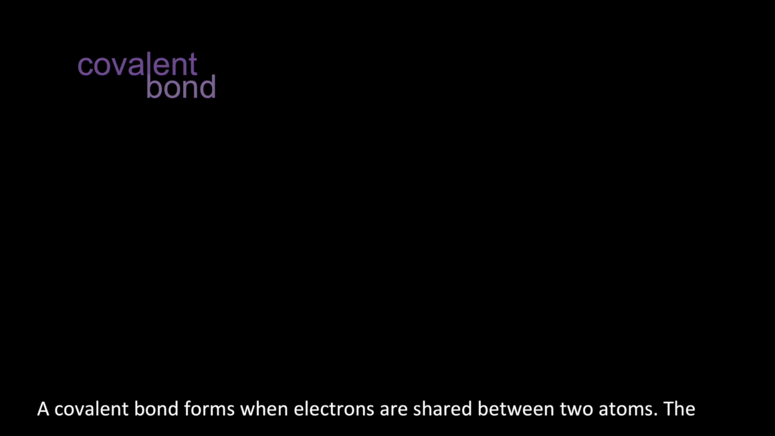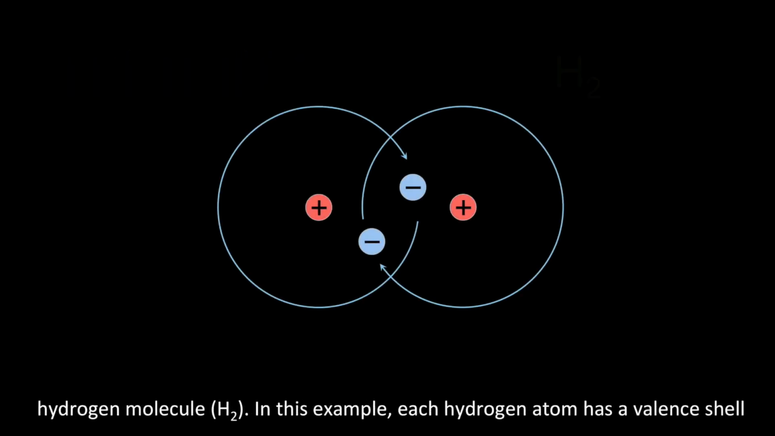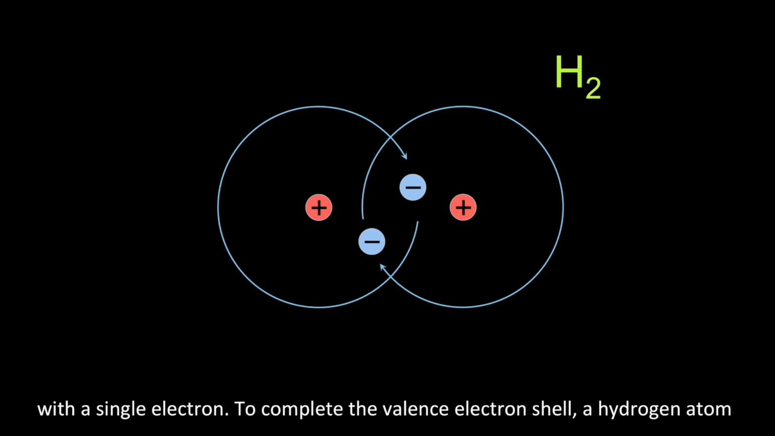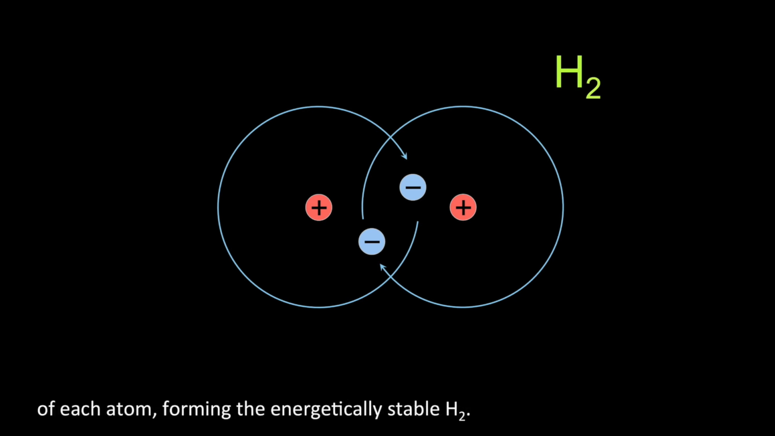A covalent bond forms when electrons are shared between two atoms. The sharing of electrons occurs between atoms of elements with similar electronegativities. For example, two hydrogen atoms can bind to form a hydrogen molecule, H2. In this example, each hydrogen atom has a valence shell with a single electron. To complete the valence electron shell, a hydrogen atom can share its electron with another hydrogen atom to complete the valence shells for each atom, forming the energetically stable H2.